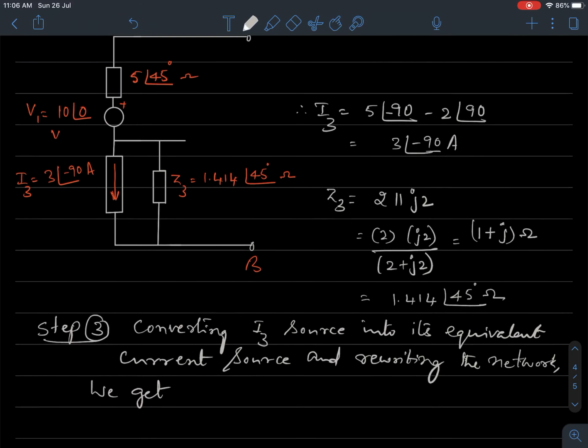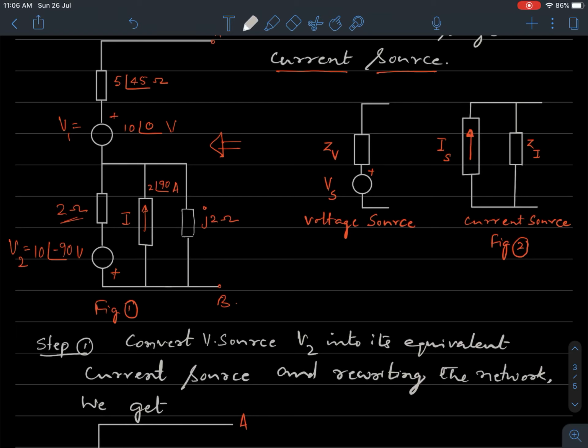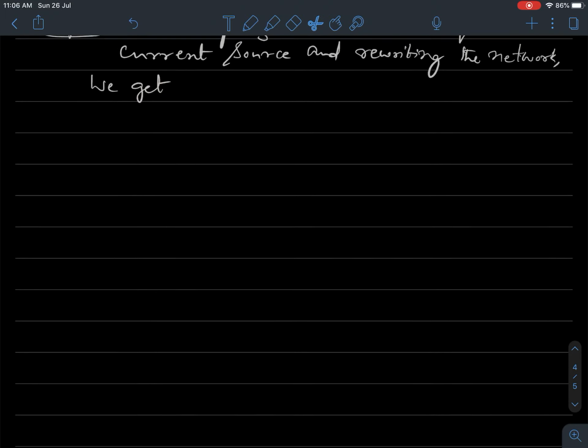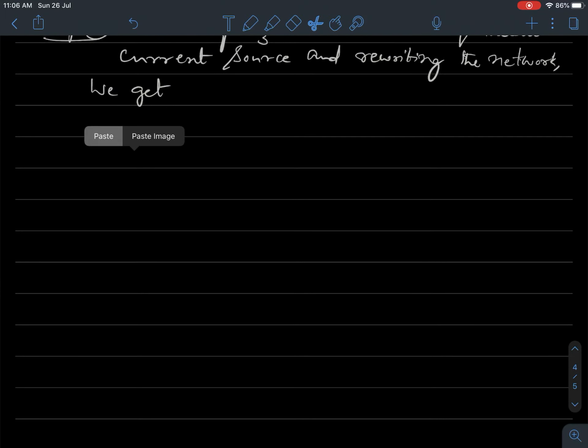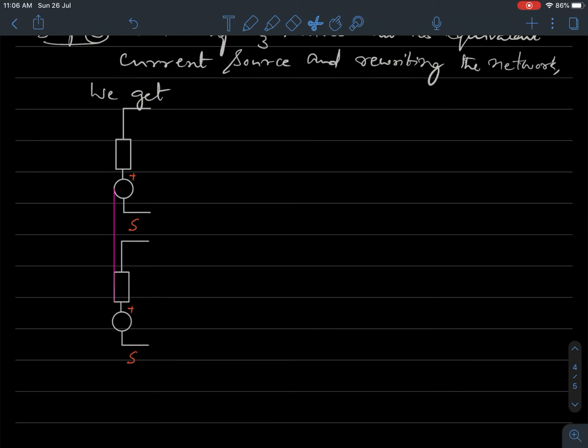Rewriting this network, what do we get? We get the following network. What do we do? I will pick up the voltage sources because that is easy for me. I need not draw it all over again. I'll copy this, paste, and take one more and paste. So I require two sources, right?